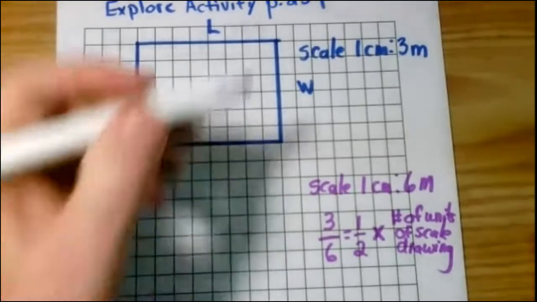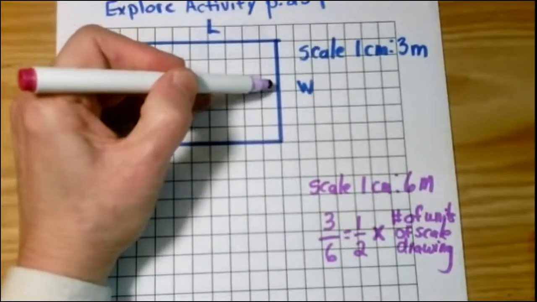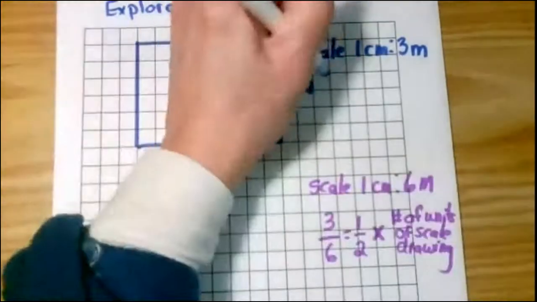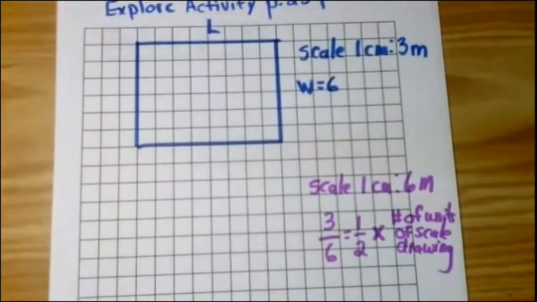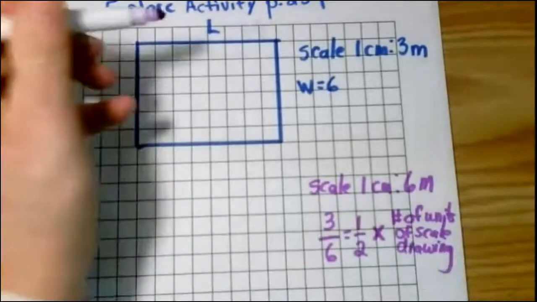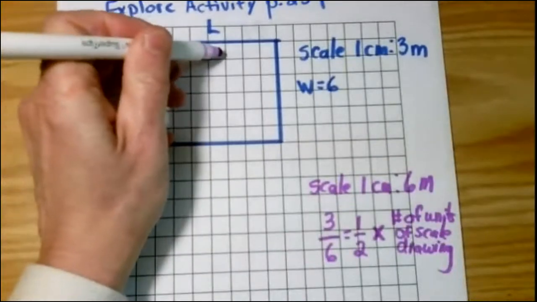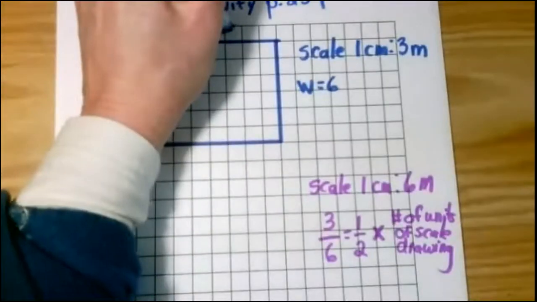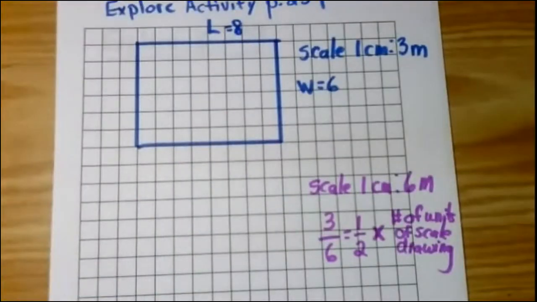So we're going to count our width squares. 1, 2, 3, 4, 5, 6. We have 6 currently. How many do we have in length? 1, 2, 3, 4, 5, 6, 7, 8. Equal to 8. Okay? So now we want to change our scale.